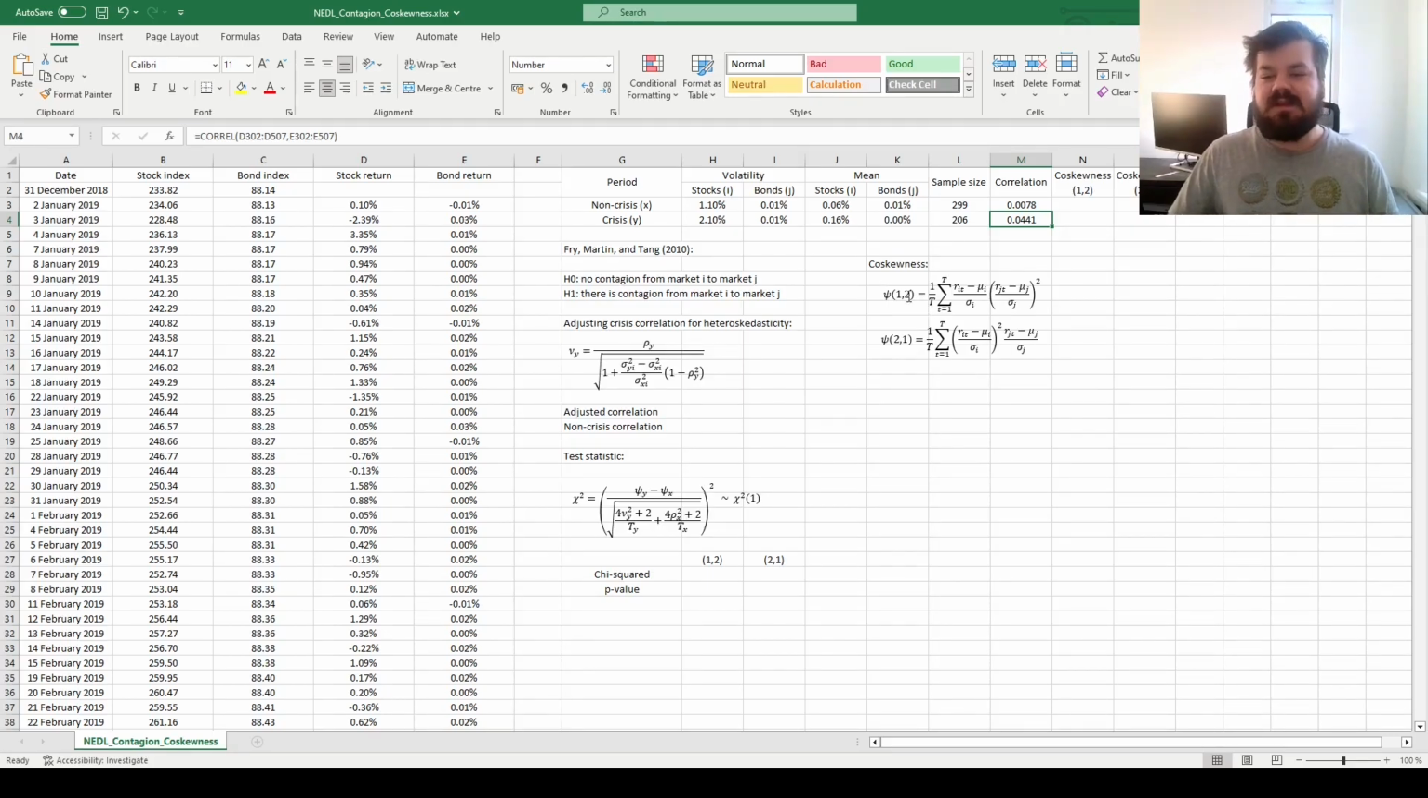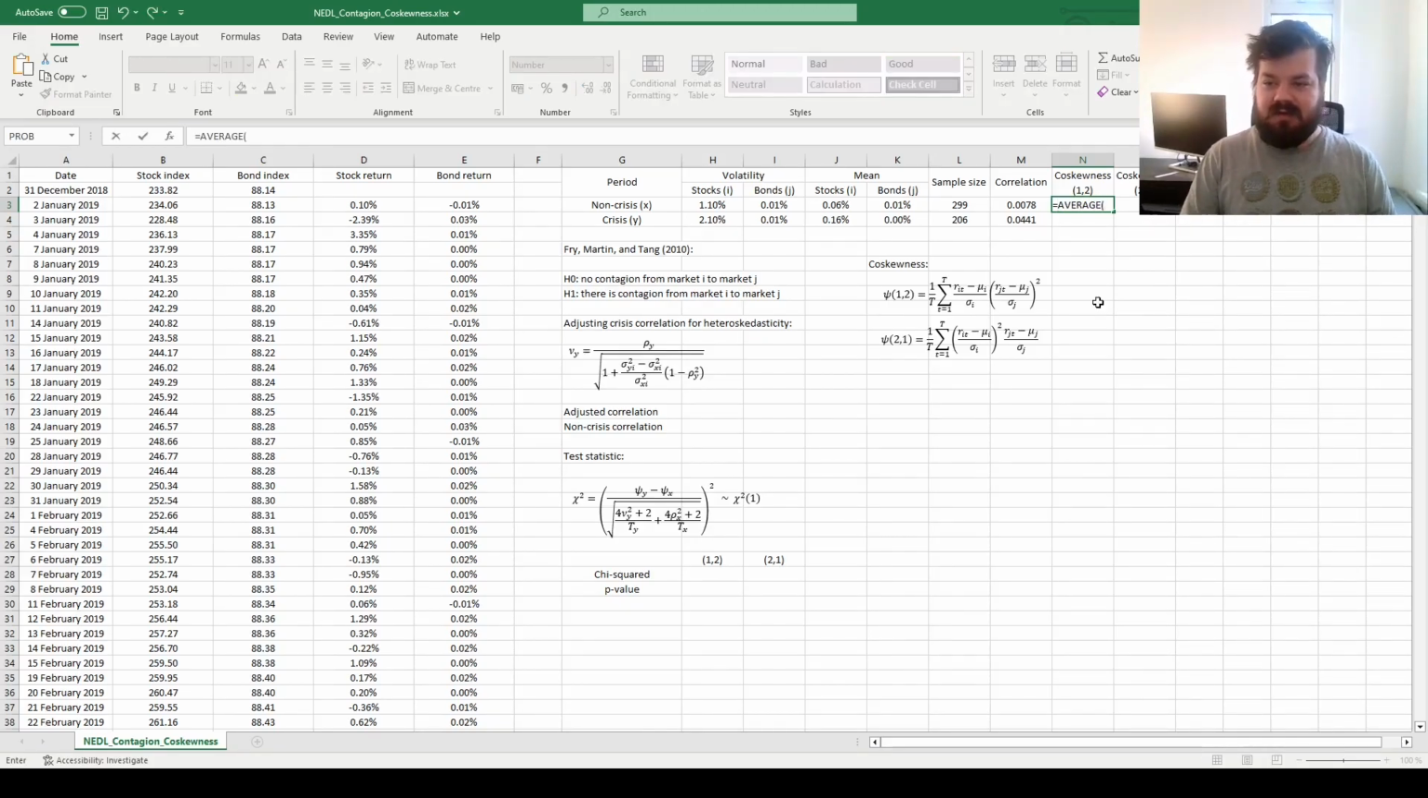So we need to calculate four different coskewnesses as we can choose two periods, crisis and non-crisis. We'll evaluate how much it changes. And also, depending on which asset goes in first as a mean and which asset goes second as a variance component of coskewness. So for the coskewness of mean of stocks and the variance of bonds in the non-crisis period, we can simply use the average function and then plug in the formula and translate it into the language of Excel.